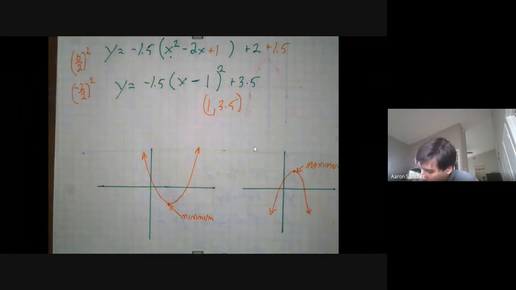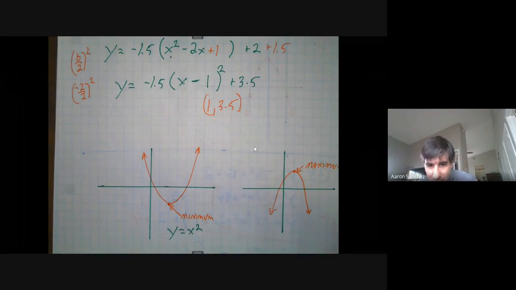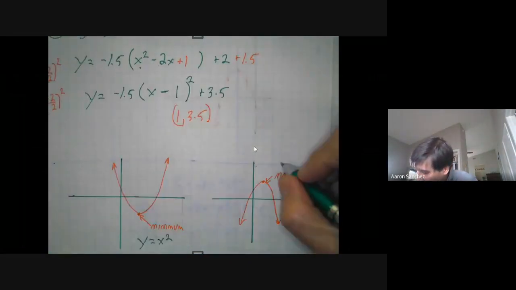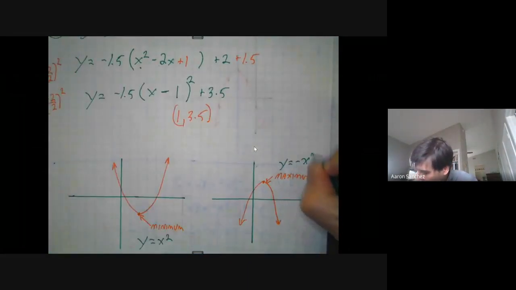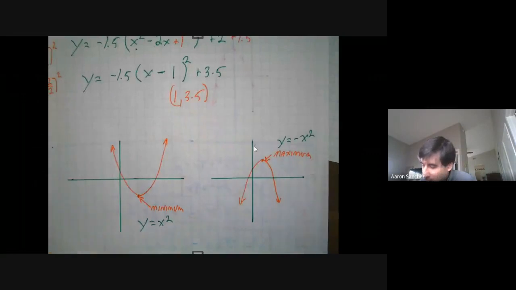So a minimum is going to be like y equals positive x squared. You'll have a minimum. A maximum, you have y equals negative x squared. Like if there's a negative in front of it, it's a maximum. If it's a positive, it's a minimum. Okay, so this is what the minimum.